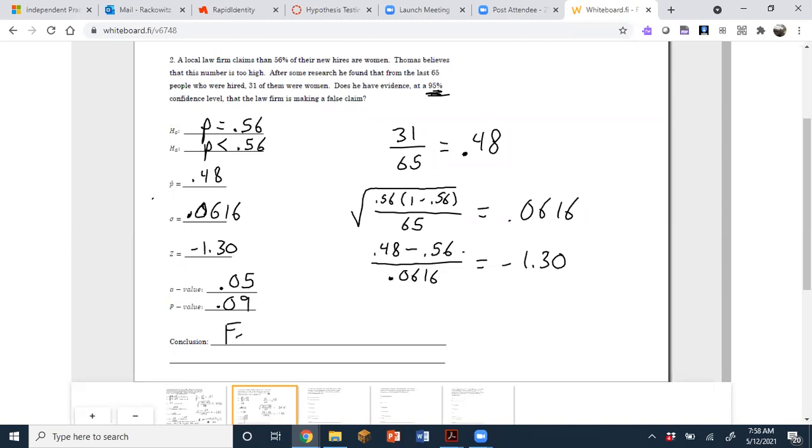So you fail to reject the null hypothesis. We do not have evidence that their claim is false. Remember, we can't prove that it's true. We can only prove that it's false, and we failed to do that. Doesn't mean it's true. Does that make sense?